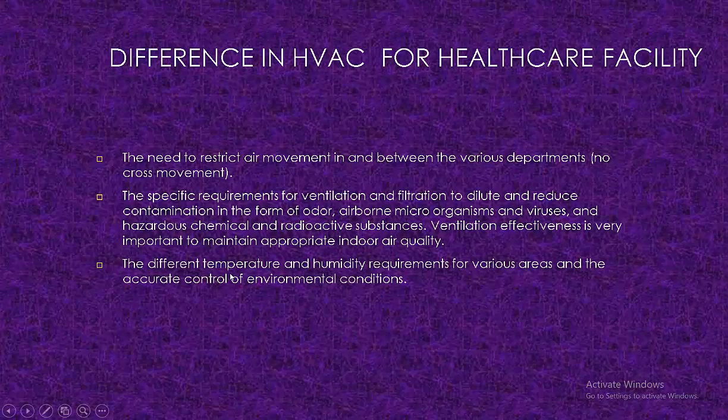The third is the different temperature and humidity required for various areas and the accurate control of environmental conditions. As you know, there are some regions where medicines are present, and there are some emergency wards. All these areas require specific temperature and humidity. So we can control the temperature and humidity and provide the required temperature and humidity by using the HVAC system.